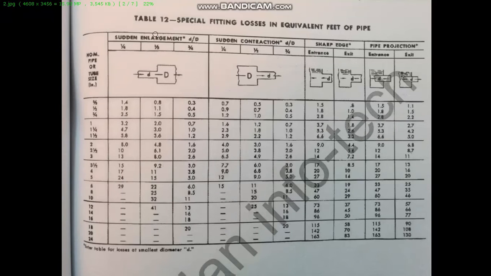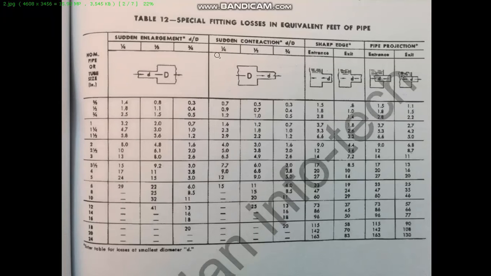As you can see, we have a sudden enlargement, sudden contraction, and two others. Since we are calculating the secondary chilled water pump head, the pipe size is reduced from 5 inches to 4 inches. So we have a sudden contraction because the pipe size is reduced. Here, capital D represents our big size, and small d represents our small size for pipe diameter. So 5 inches is capital D, 4 inches is small d.